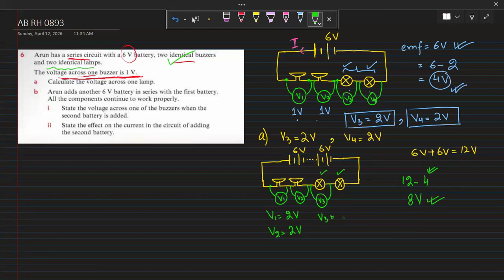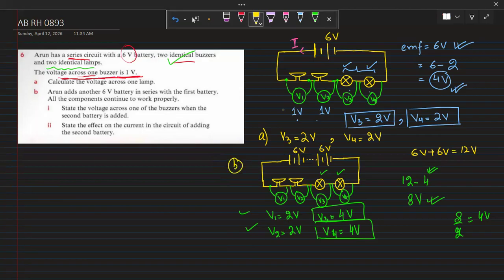Now V3, if you divide 8 by 2, you will get 4. So 4 volts across each lamp. The question says: state the voltage across one of the buzzers when the second battery is added. So we have found all the values. They only ask us to find the voltage across one of the buzzers, but we have found all of them.